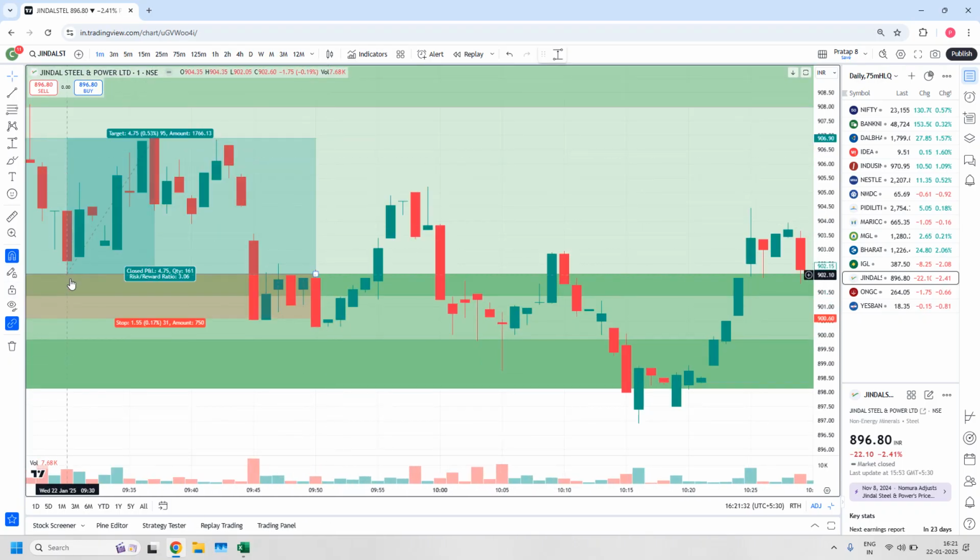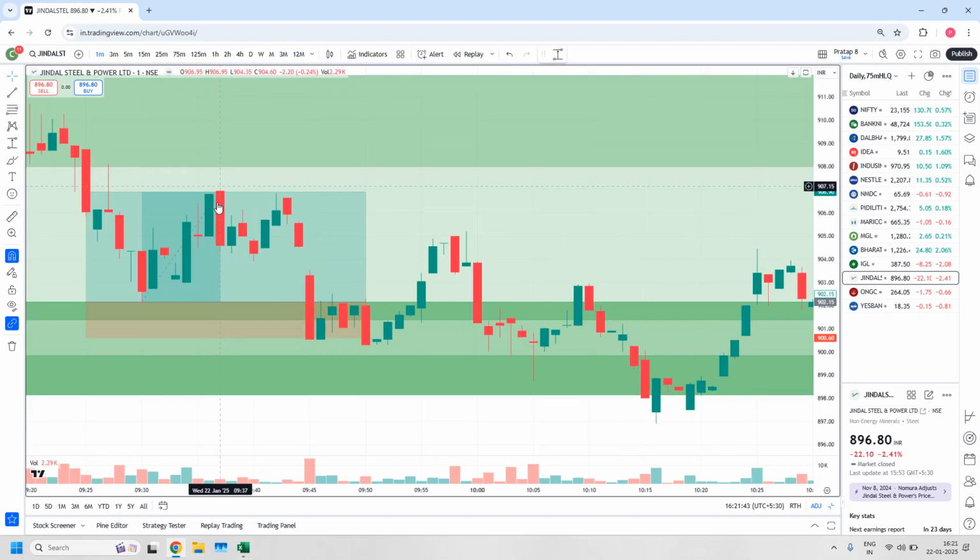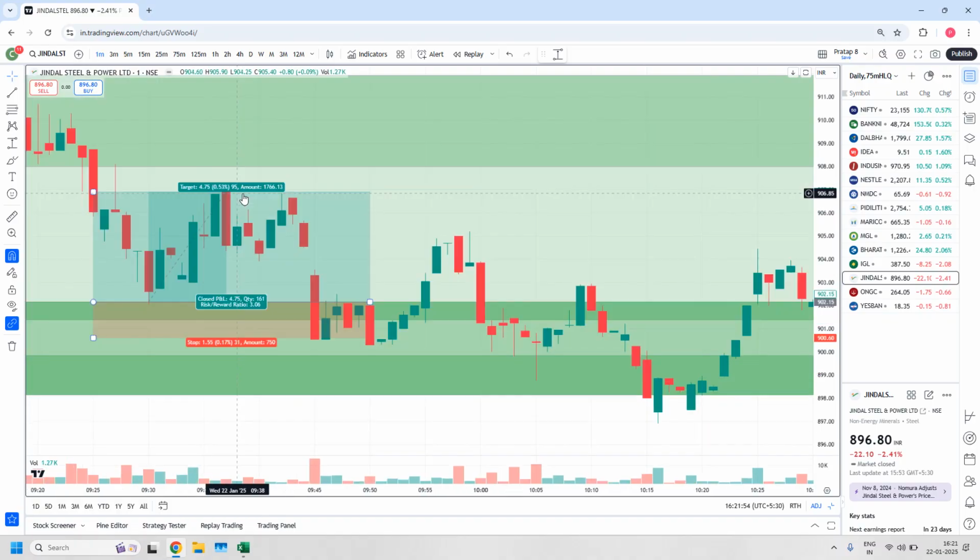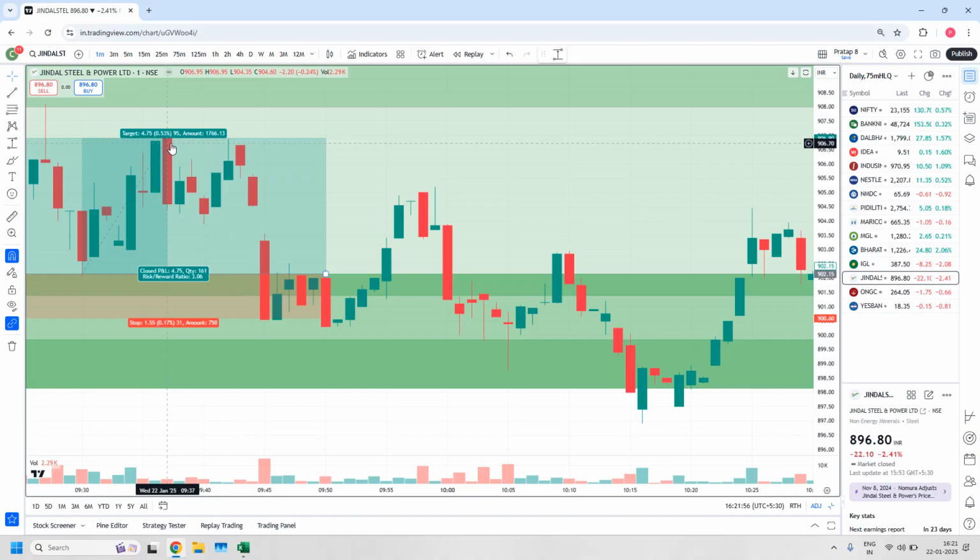See, it came. It gave a trade. We took a trade. Then prices started moving up and up. It achieved 1:3 RR. 1:3.06, so almost a little bigger than 1:3. So 1:3 RR achieved. Those who book the profit at 1:3 get a profit.